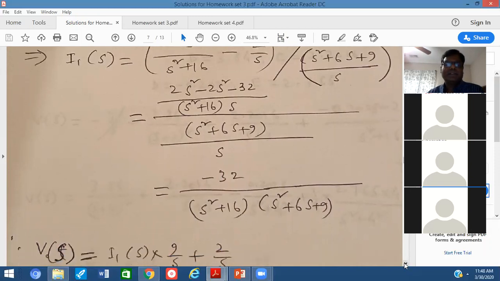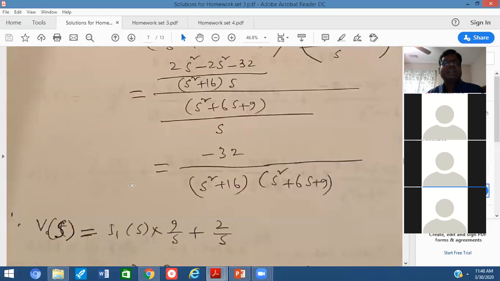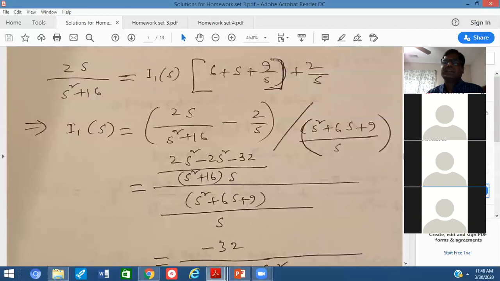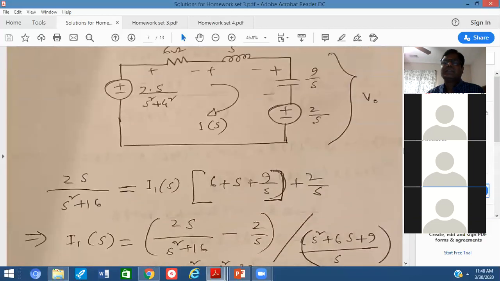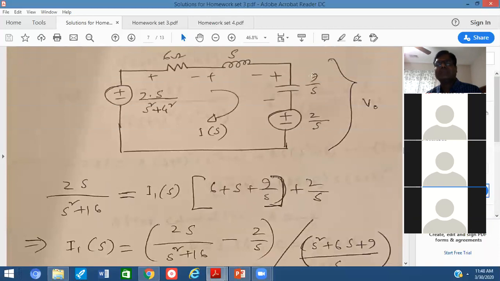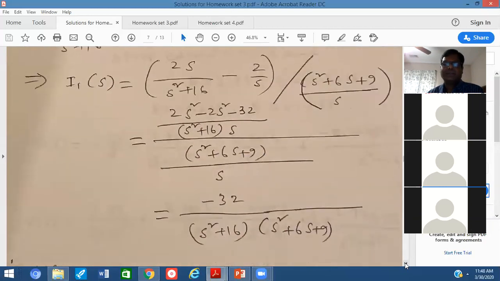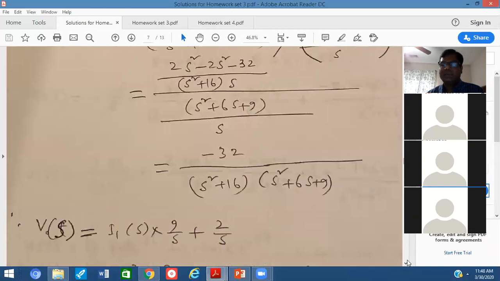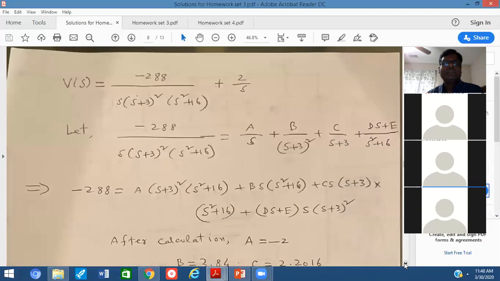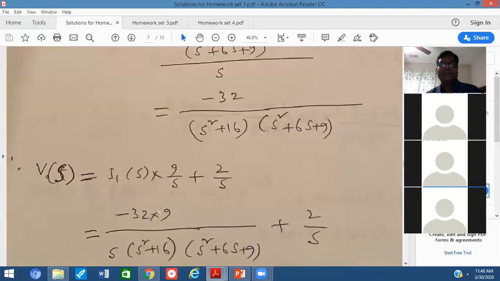And then see what I did. So therefore, V naught S, this is I(S), this expression multiplied by 9 by S plus 2 by S. So therefore, see the circuit, that I current multiplied by this one plus 2 by S. That is your total V naught. So now moving forward, I just plugged in that number. I put that I(S) value, this thing here, multiplied by this 9 plus 2 by S.